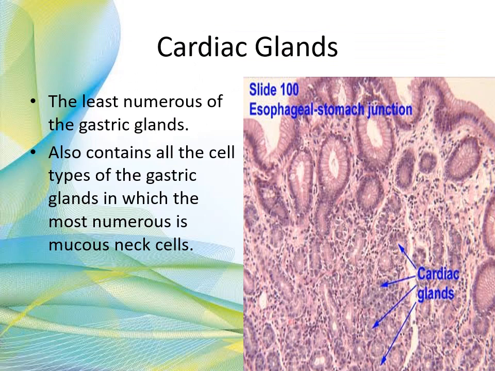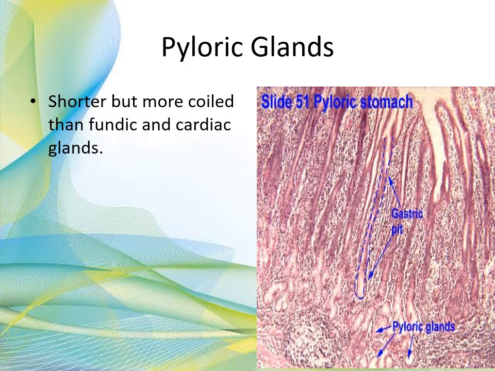We have the cardiac glands. So they are the least numerous gastric glands. Ang pyloric, they are shorter but more coiled.